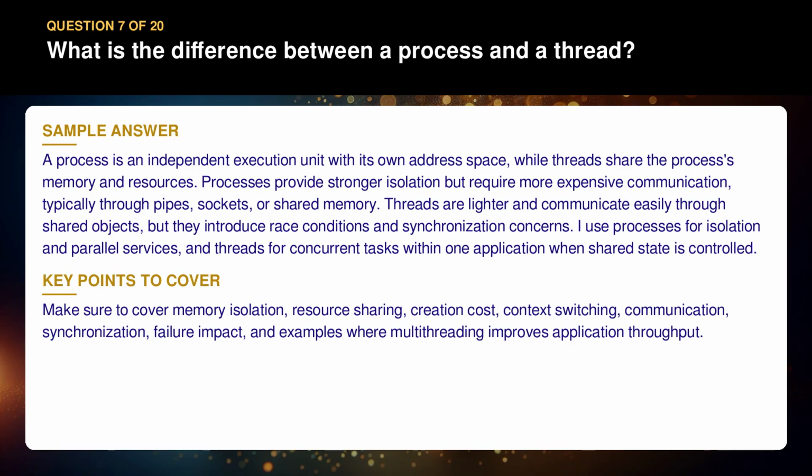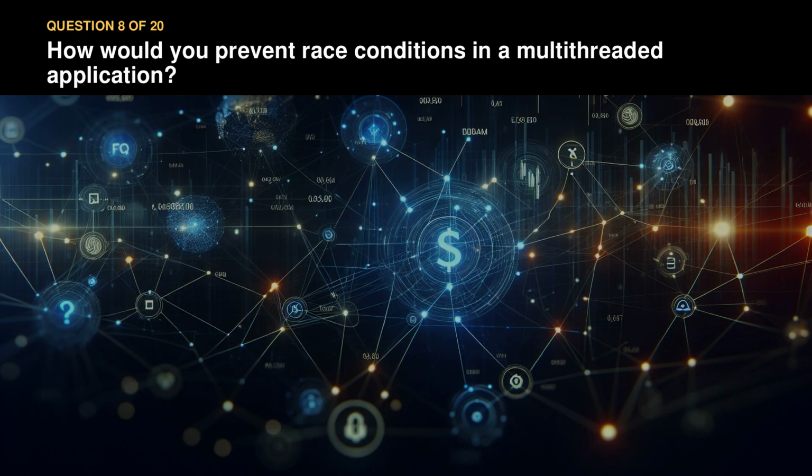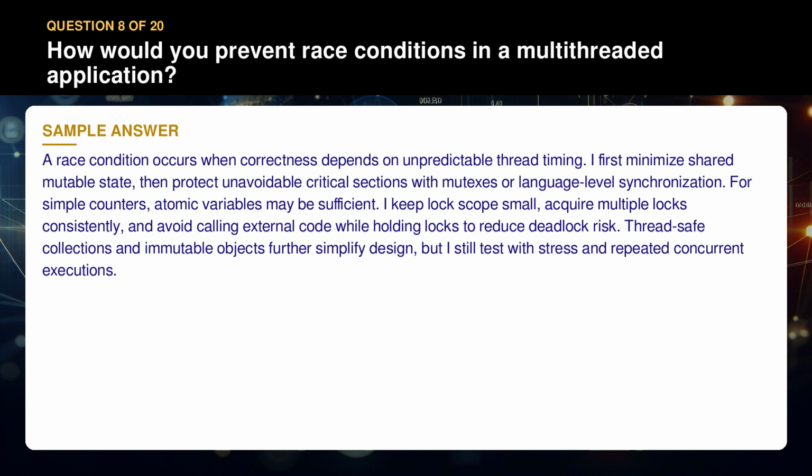multithreading improves application throughput. Question 8. How would you prevent race conditions in a multithreaded application? A race condition occurs when correctness depends on unpredictable thread timing. I first minimize shared mutable state, then protect unavoidable critical sections with mutexes or language-level synchronization. For simple counters, atomic variables may be sufficient.